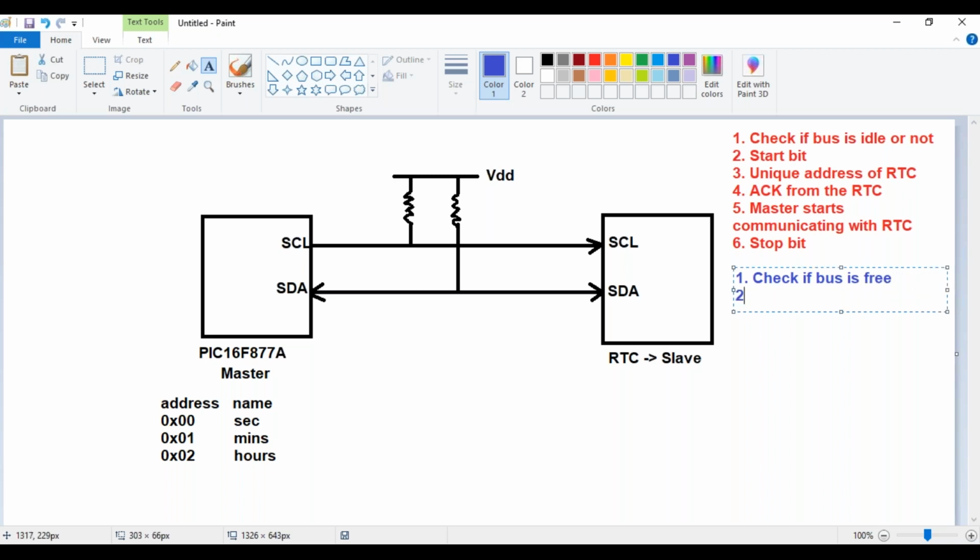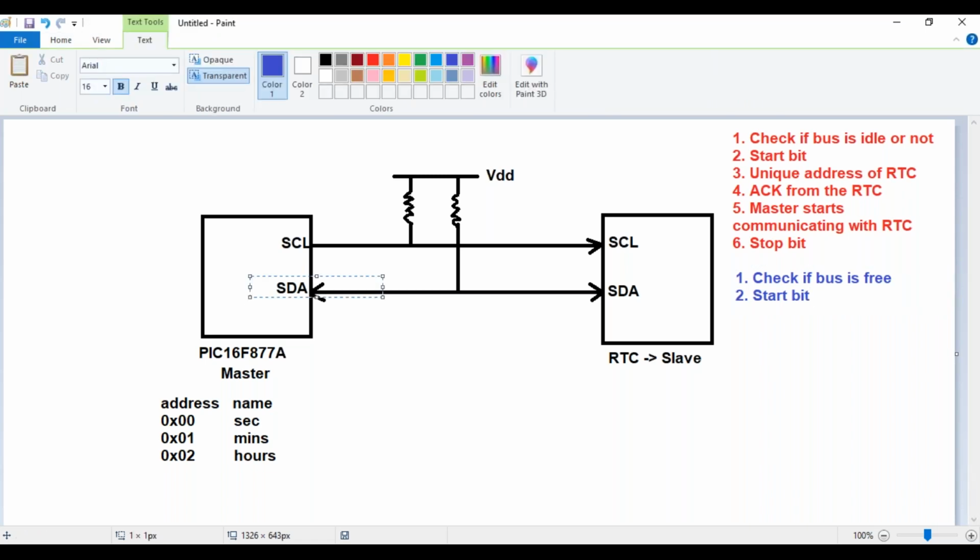Now after it identifies the bus is free, it is going to transmit a start bit. So master is the transmitter and your RTC is the receiver. Initially master is the transmitter and RTC is the receiver. So direction is from the master to the slave right now.